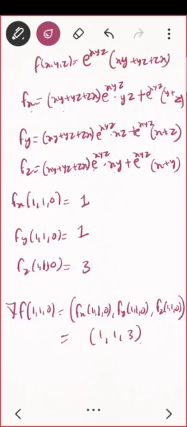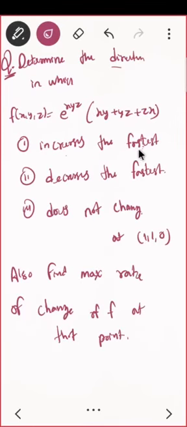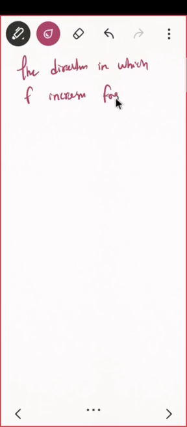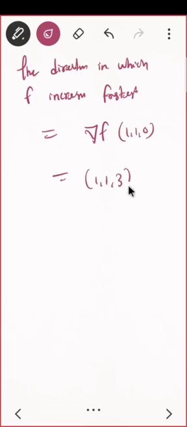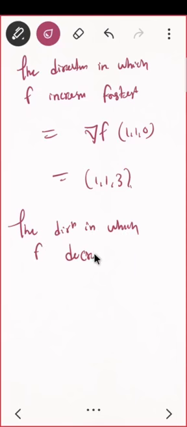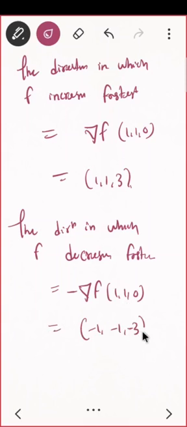Now let us answer the questions. Increases the fastest in which direction? You already know that direction, it is delta f. Decreases the fastest in which direction? That is minus delta f. So let us quickly write. The direction in which f increases the fastest is delta f at (1,1,0), that is (1,1,3). And the direction in which f decreases fastest is minus delta f at (1,1,0), that is (-1,-1,-3). So both are done.